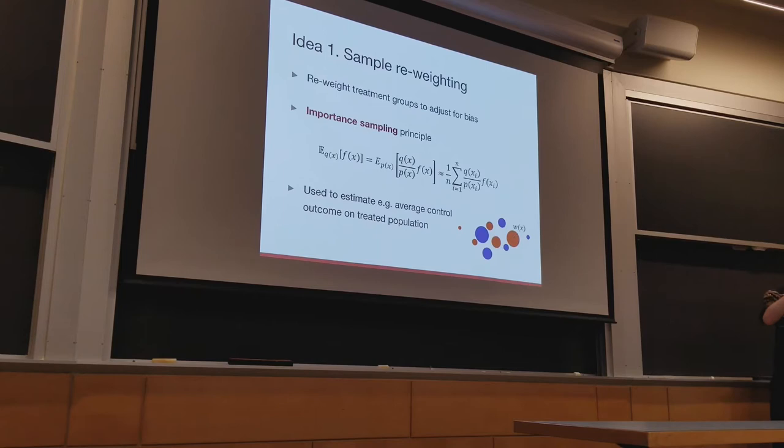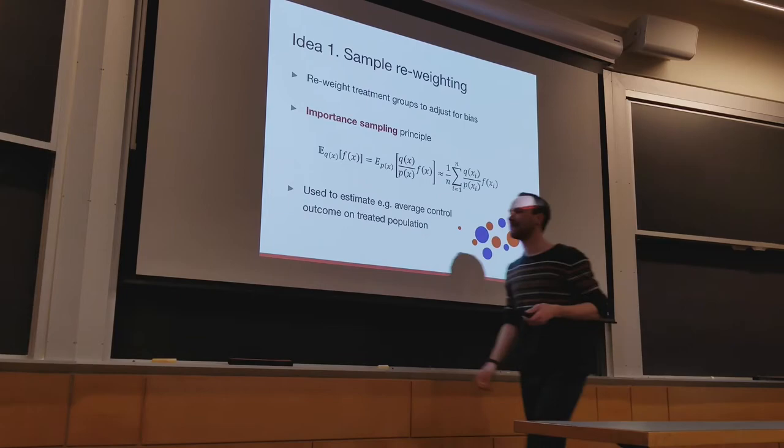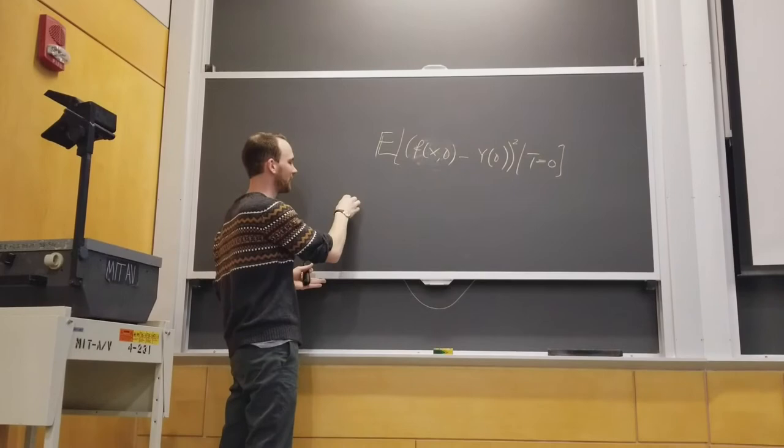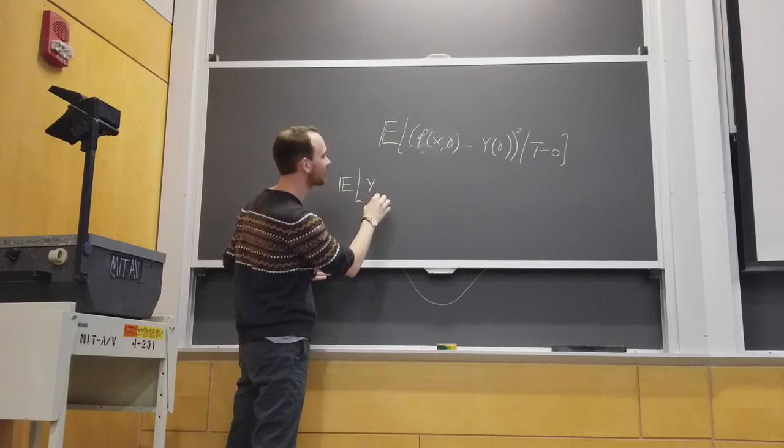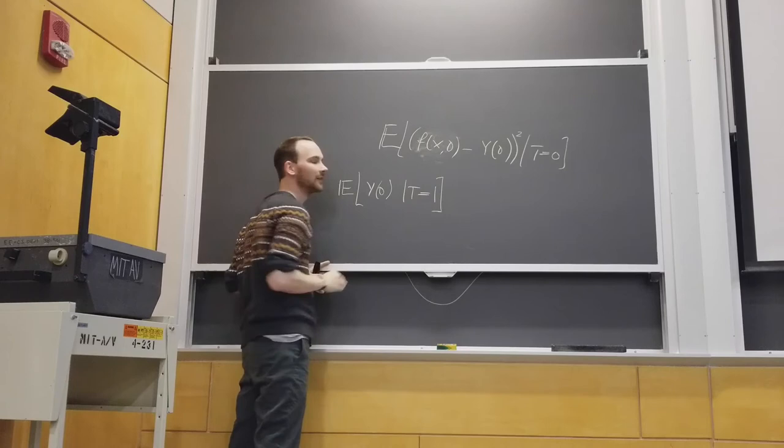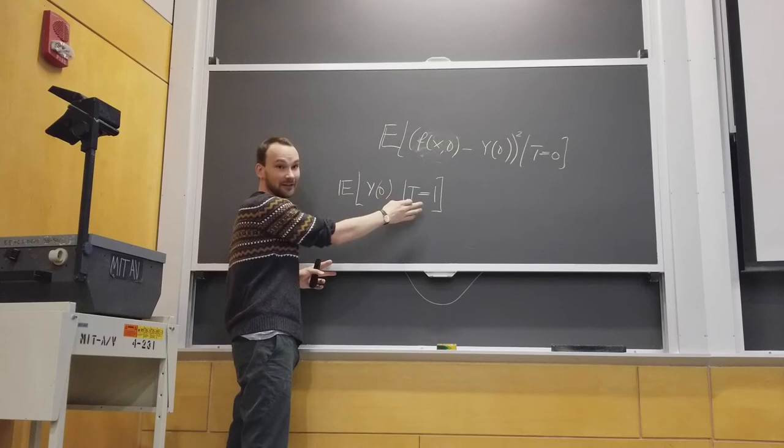Yep. What does average control outcome in treatment population mean? Okay, yeah, sorry about that. Essentially, what I mentioned there was the average of y0 conditioned on t equals 1. That would be the average control outcome for the treated. And of course, we observe no samples of this, because we observe only this one for the control population.